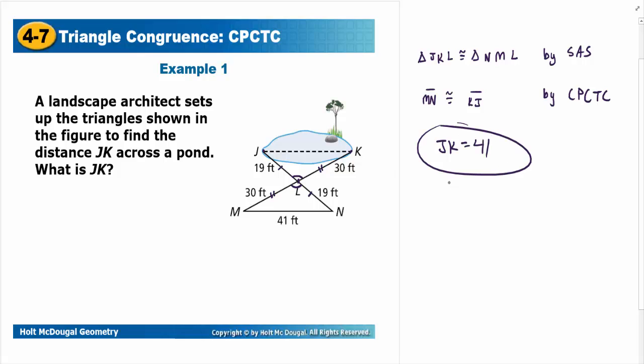So long story short, I'm just trying to explain what we're getting at here. That's 41, and I'm using CPCTC to show that. That's what it means: corresponding parts of congruent triangles are congruent. So since MN was 41, JK was 41 by default. Overall, like I said, that's a pretty simple example. Really, all they're looking for is JK, and that's it. But I just want to explain the reasoning behind it.